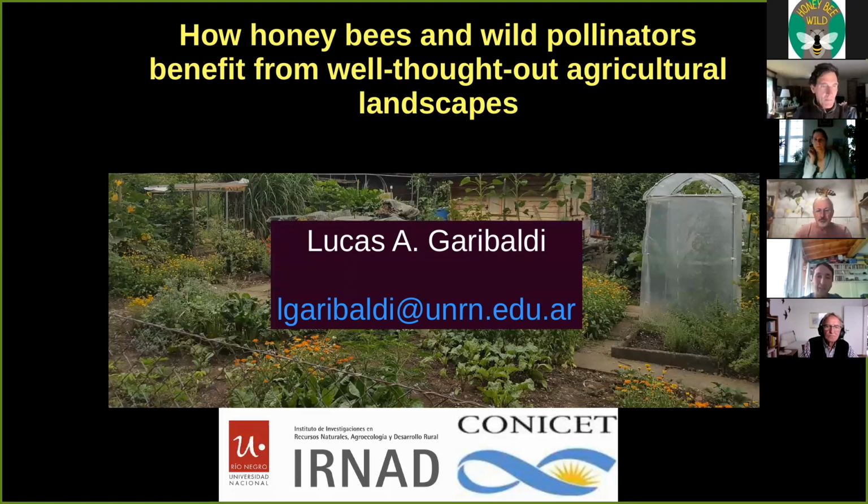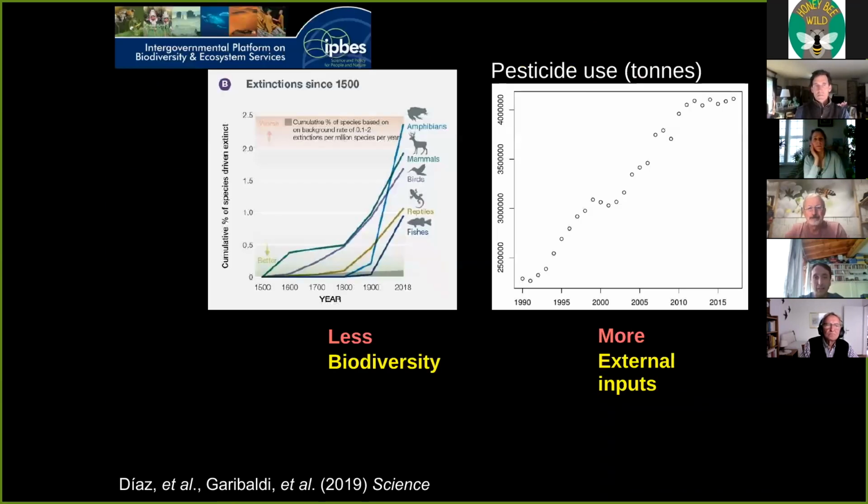As Alex mentioned, we are losing biodiversity at a faster rate each year. On the left, you can see a graph of the number of species losses through time. You can see that for amphibians, mammals, birds, reptiles, and fishes, we are losing species at a faster rate. This is very important, and bees are not an exception to this pattern.